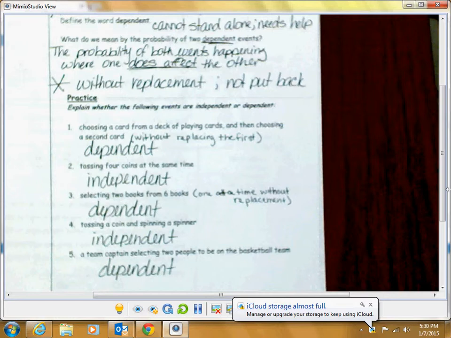That's why it's dependent. For number 2, tossing 4 coins at the same time is independent because you have 4 separate coins. Neither one is affecting either of the other ones. So you get your probability for the first, the second, the third, and the fourth all separately, and that makes it independent.